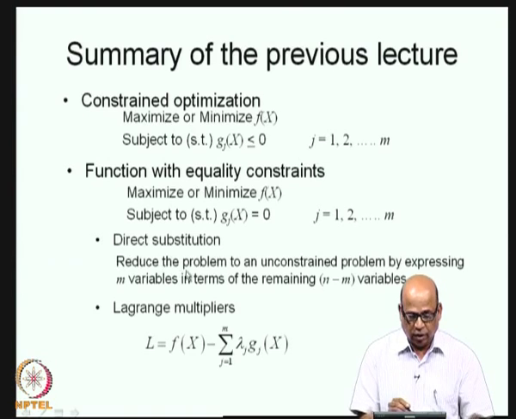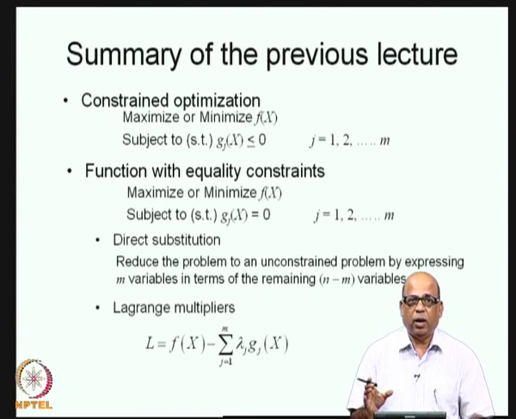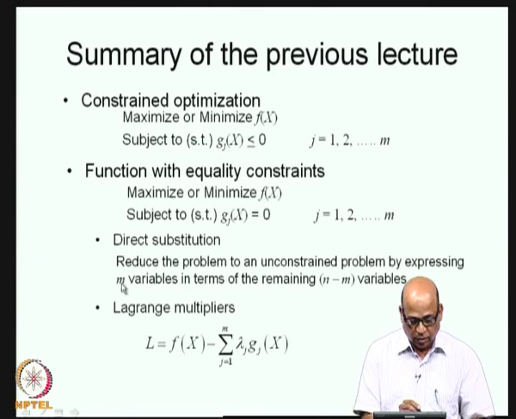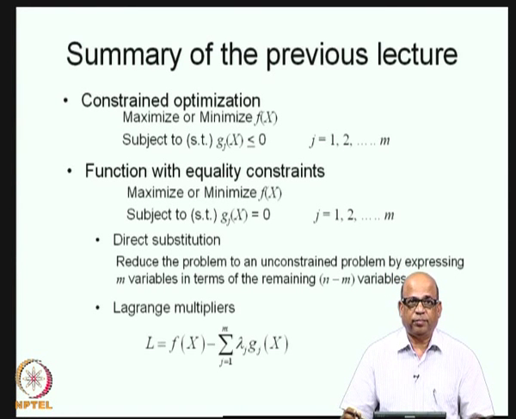So, essentially in the direct substitution, we reduce the constrained optimization problem to an unconstrained optimization problem, and in the process we are also reducing the number of variables, because we have been able to express the m variables in terms of the remaining n minus m variables. However, this is useful only in very simple cases, and in most engineering problems where the problem size is huge and the nature of the constraints is quite complex and often non-linear, the direct substitution method is not elegant.